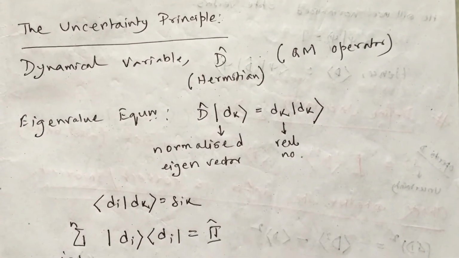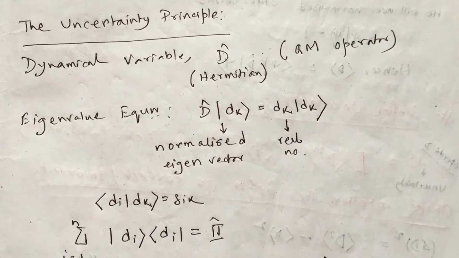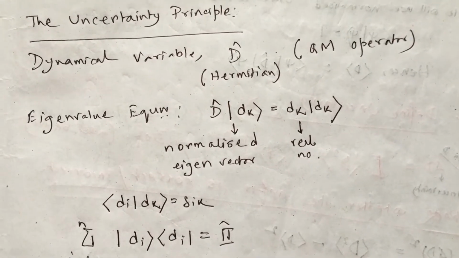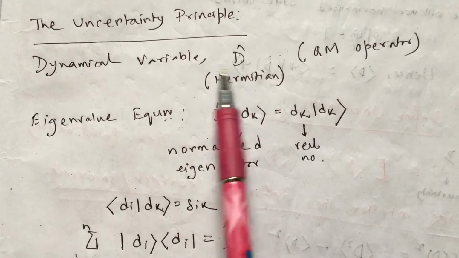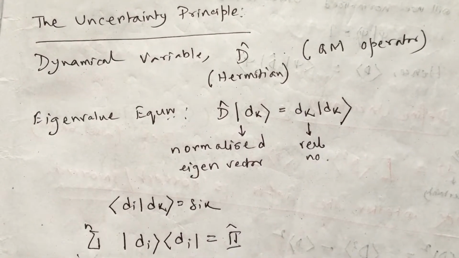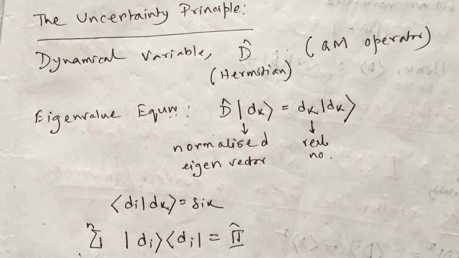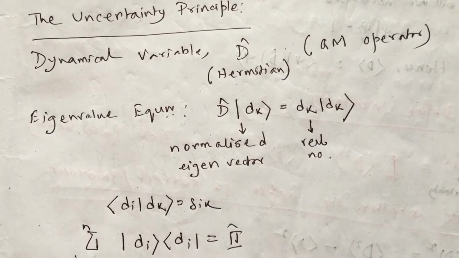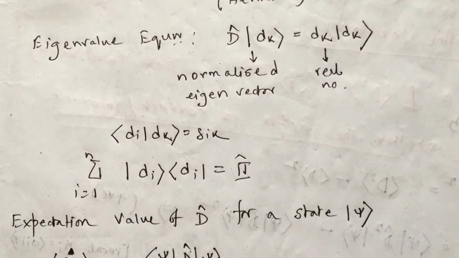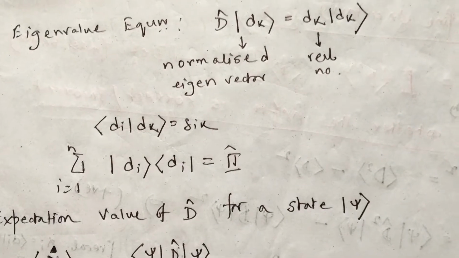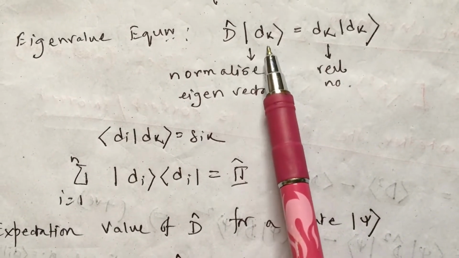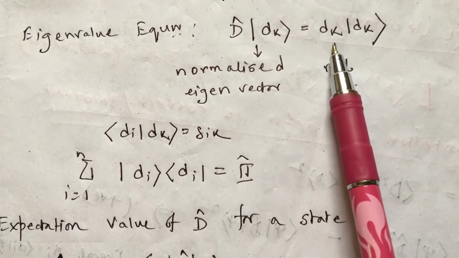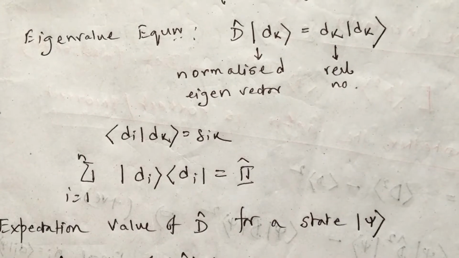Let's have a look into the uncertainty principle in terms of the operators. In quantum mechanics, we have operators associated with the dynamical variables, and as variables give us real values, these operators are obviously Hermitian operators, which will give us real eigenvalues. The eigenvalue equation of this D operator looks like this: D|dk> = dk|dk>, where |dk> is the eigenstate of this operator with the real eigenvalue dk.